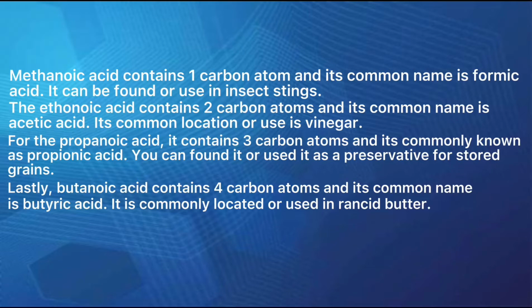For the propanoic acid, it contains three carbon atoms and it's commonly known as propionic acid. You can find it or use it as a preservative for stored grains. Lastly, butanoic acid contains four carbon atoms and its common name is butyric acid. It is commonly located or used in rancid butter.